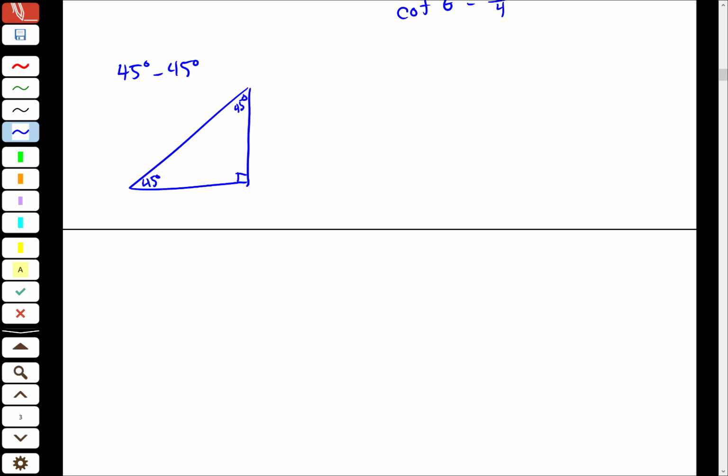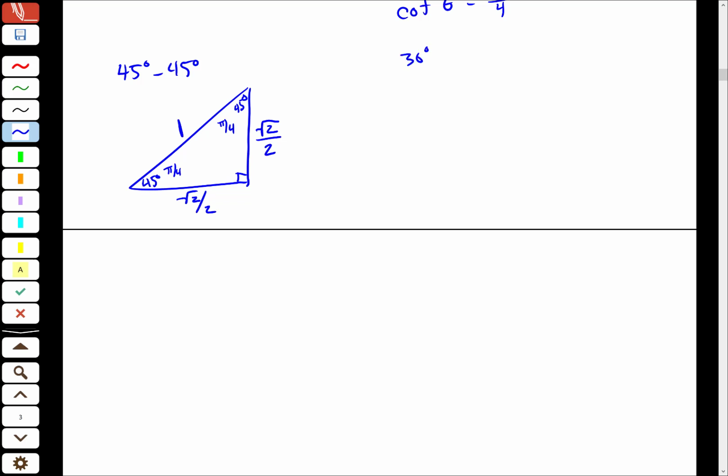What's the angle measure in radians for 45 degrees? Pi over 4. And all of these will have a hypotenuse of 1 because I'm going to stick them on the unit circle pretty soon. So if the hypotenuse is 1, this side is the square root of 2 over 2, and this side is the square root of 2 over 2.